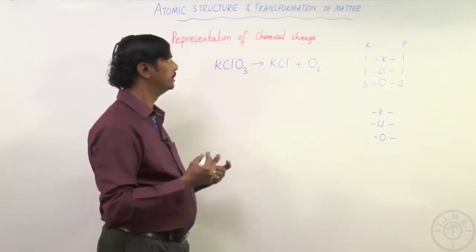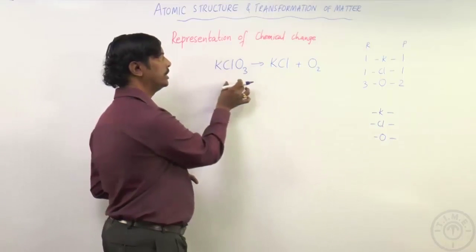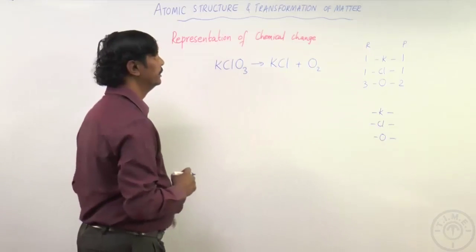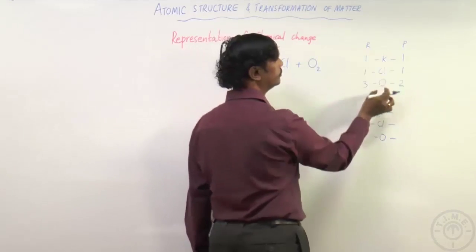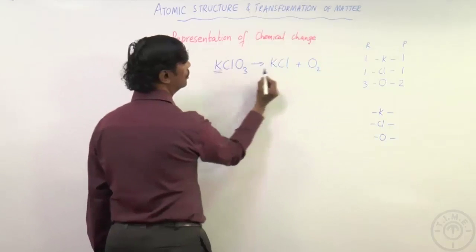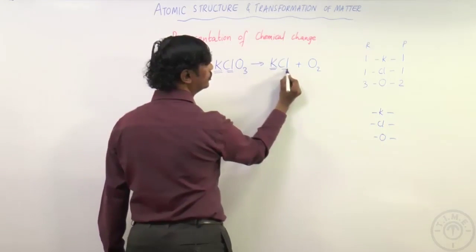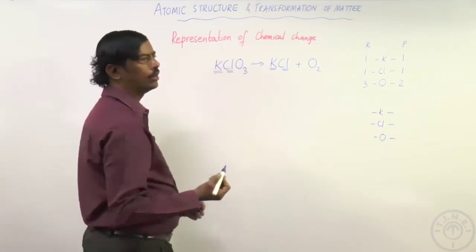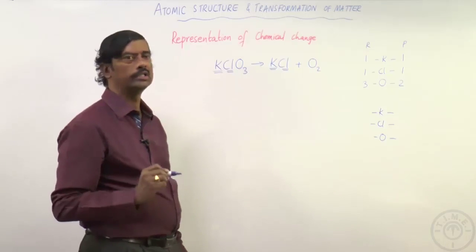This is itself a method of preparation of oxygen. So, oxygen is prepared by decomposing KClO3. Now, look at the reactant and product numbers of atoms. K is 1 in the reactant, also 1 in the product. Cl is 1 in the reactant, also 1 in the product. So, we need not balance K and Cl now. The present balance is only for oxygen.